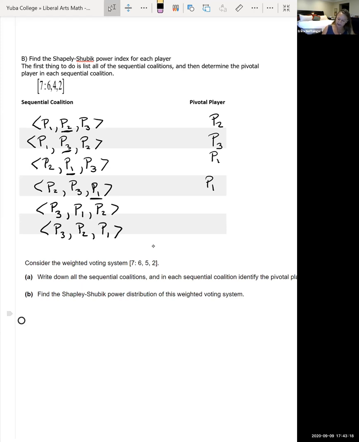P3 and then P1. So P3, that's 2. Then P1 with 6, that makes an 8. So that makes player 1 the pivotal player. P3 with 2 plus P2 with 4, that's 6, not winning. So player 1 is the pivotal player.